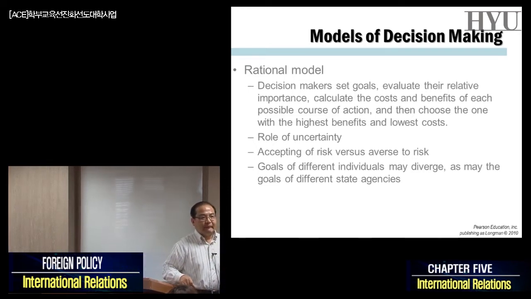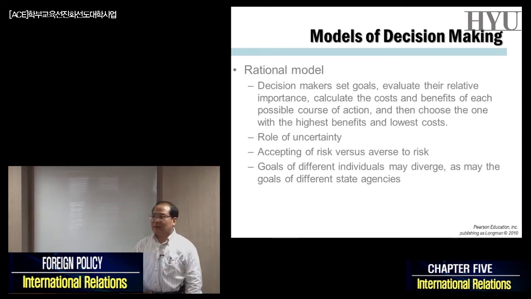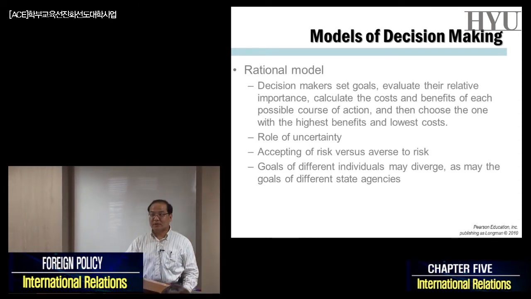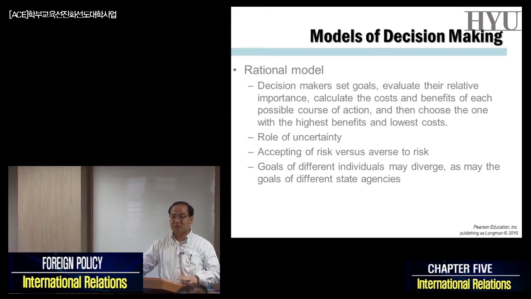Number 5, sometimes decision makers cognitively make decisions, which is called cognitive bias.